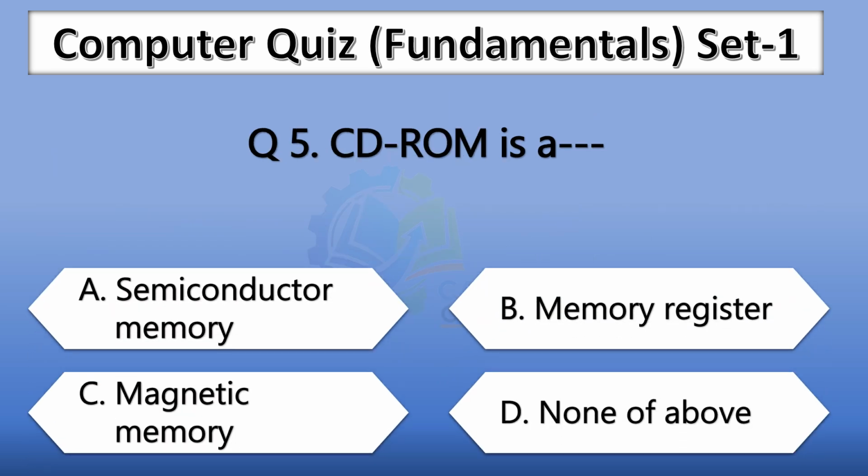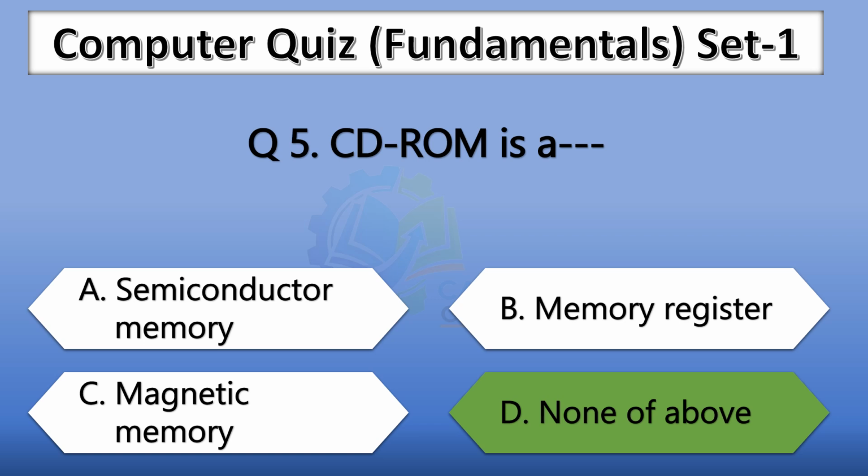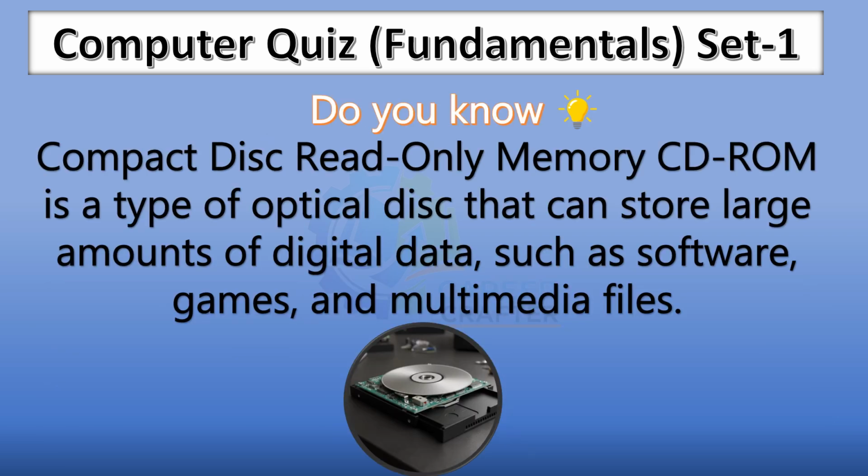CD-ROM is a semiconductor memory, memory register, magnetic memory, or none of the above. The correct option is none of the above. Do you know, compact disc read-only memory, CD-ROM, is a type of optical disc that can store large amount of digital data such as software, games and multimedia files.